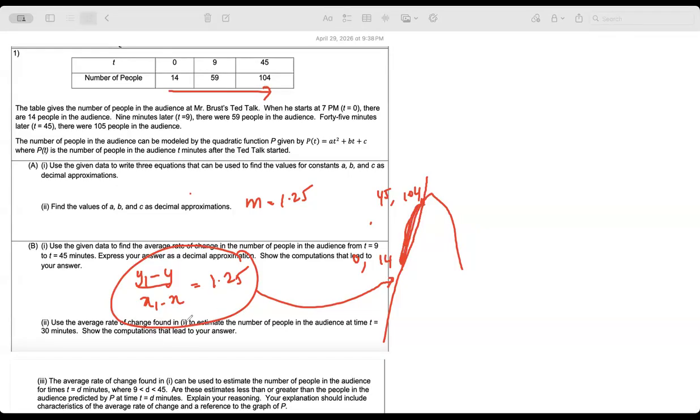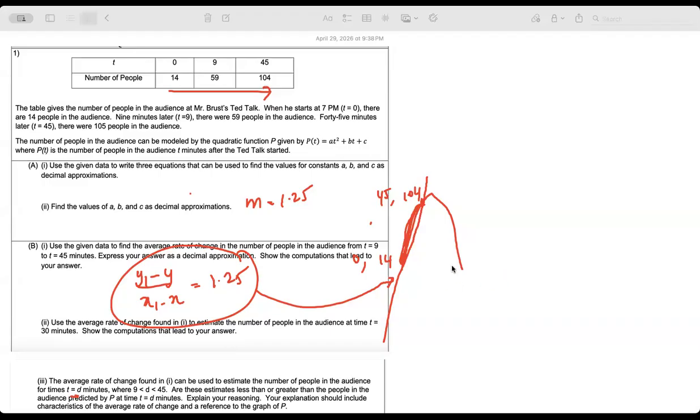See, it's up. So what are they asking? Are these estimates less than or greater than the people in the audience predicted by P? Now, the average rate of change found in 1 can be used to estimate the number of people. That's what we use to estimate the number of people at t equal to d, right? Now, are these estimates less than or greater than the people in audience predicted by P at t equal to d minutes? What do you guys think? What do you guys think?